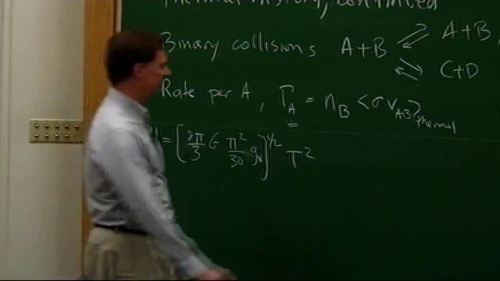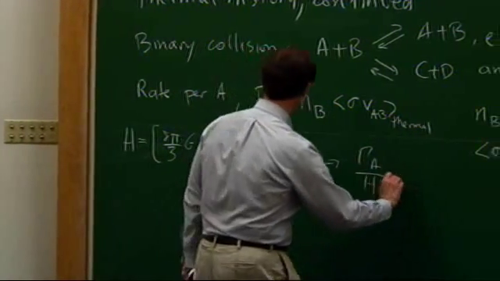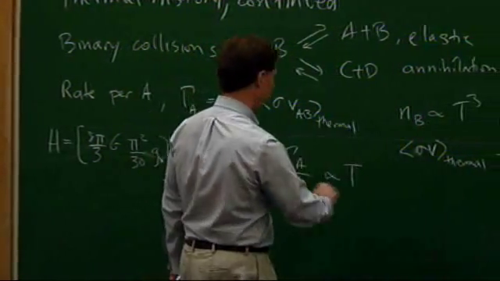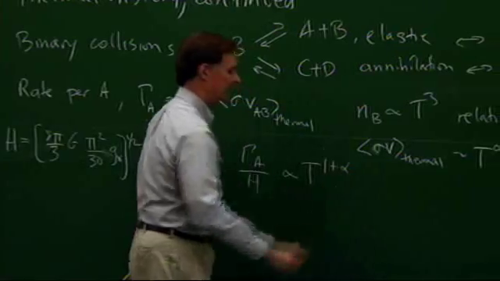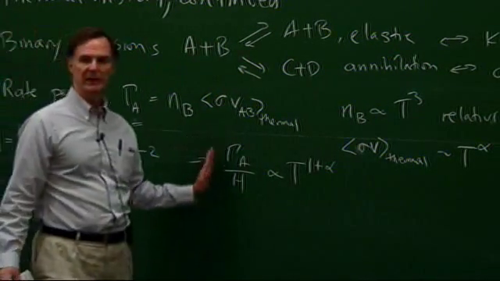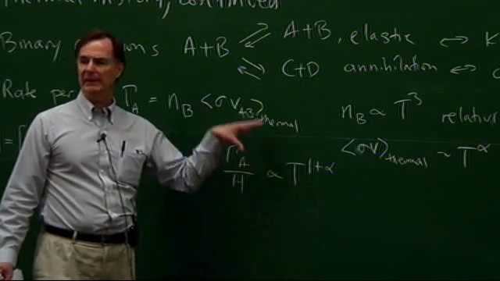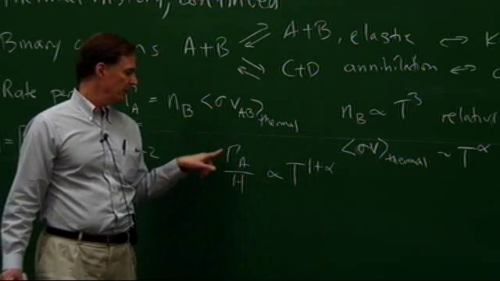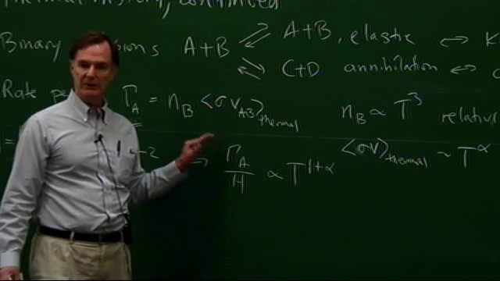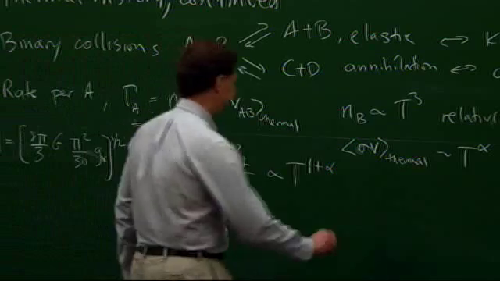So that means if I take the ratio of this interaction rate to the Hubble rate, it is proportional to t to the power 3 minus 2, or 1, plus alpha. And for the typical processes that I'm concerned about today, this exponent is positive. So as the universe expands and the temperature decreases, the interaction rate decreases compared with the Hubble rate. And if it starts out faster than the Hubble rate, there will come a time when it becomes slower than the Hubble rate.